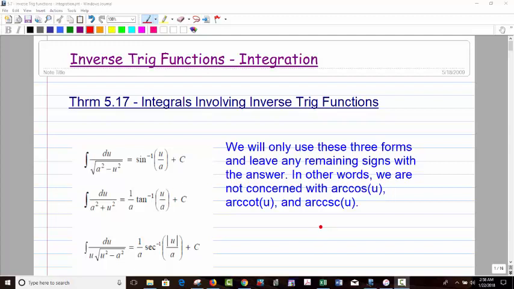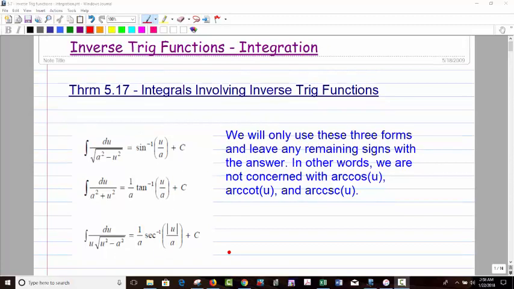Hello, this video is on inverse trig functions integration. Now here are the integral formulas that we will use for inverse trig functions. Now we're only using 3 forms instead of having 6 because, as you may recall, for each inverse trig function you had to have a derivative.